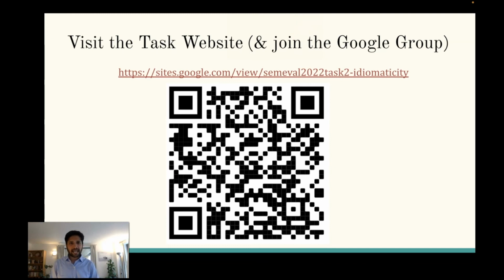The task remains active on CodaLab, so you can go to the site. From there, you can see all the other papers that were presented as part of this task, and you can also participate in this task.